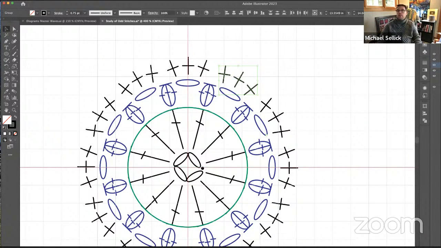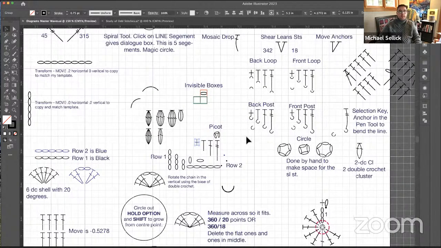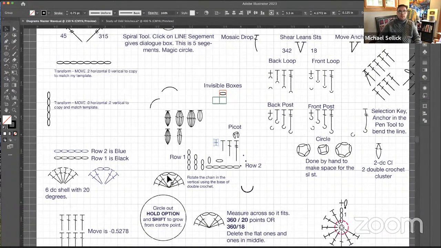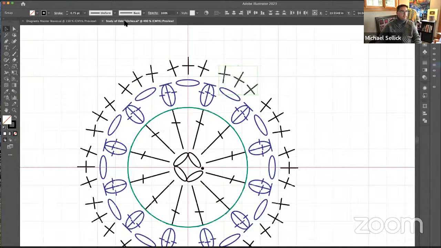Okay, so round number 4. So let's make a new round. Round 4. So round 4 is going to be V stitches with chain 1s in between them. Don't think I have anything like that, but I think I can grab that one. Rotate the chain using the vertical of the base. Sorry, I write notes for myself. So we're going to go over here.